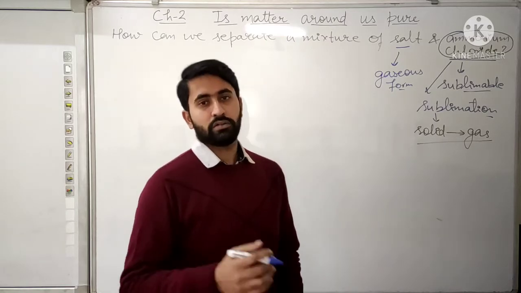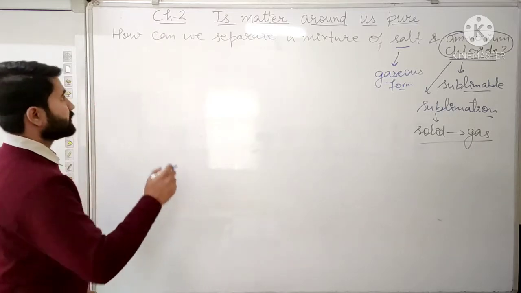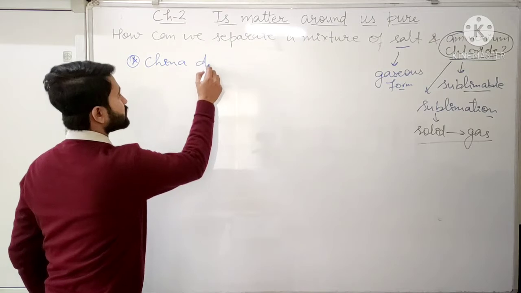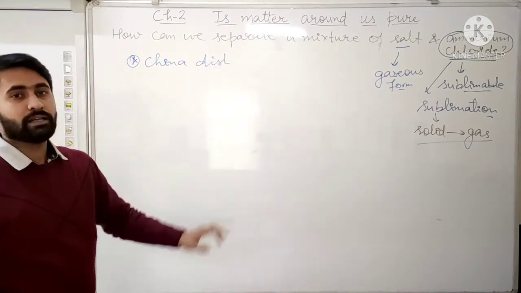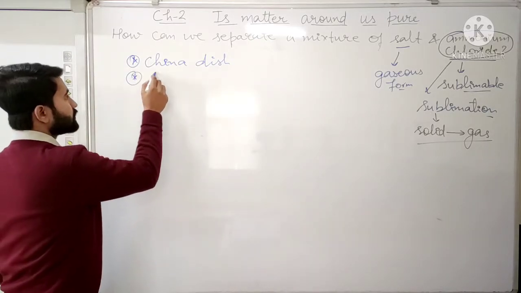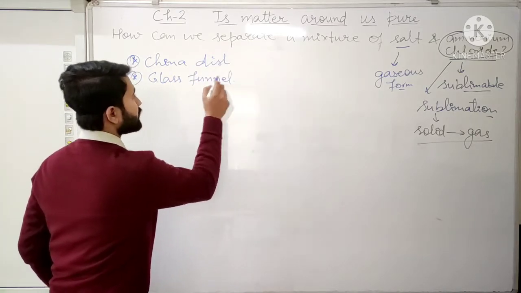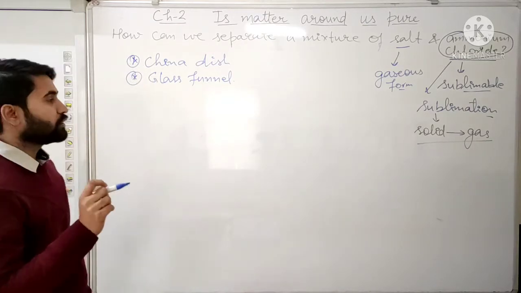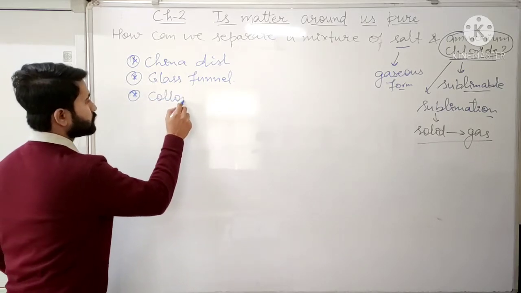What we are going to do is take this mixture on a china dish. We will take a china dish, then pour the mixture over it, and then we will take a glass funnel, and along with the glass funnel we also need a piece of cotton.